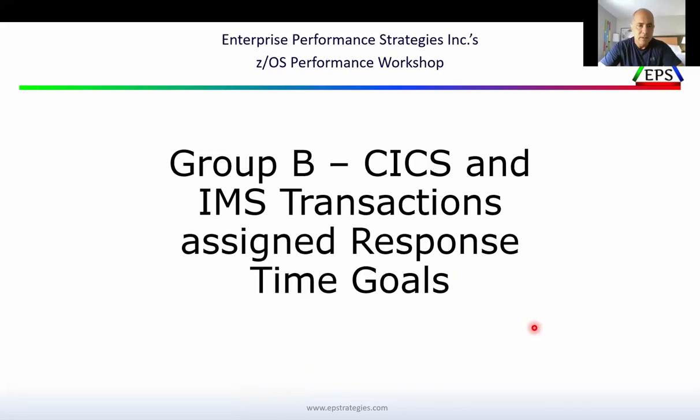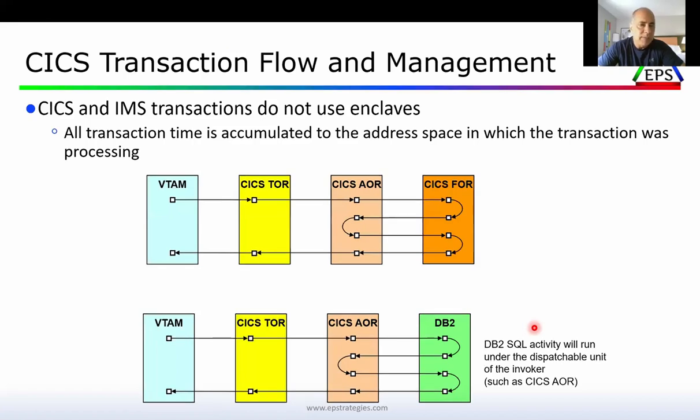Okay. So that's just an example of what I would call the boring transactions. So you can see why we have response time goals, velocity goals, and durations for those. So let's talk about CICS and IMS transaction goals. Now, what we're talking about here is not the CICS and IMS address spaces. That's a different discussion. What I'm trying to classify here are the transactions flowing through these address spaces that actually are what we want to control with response time goals.